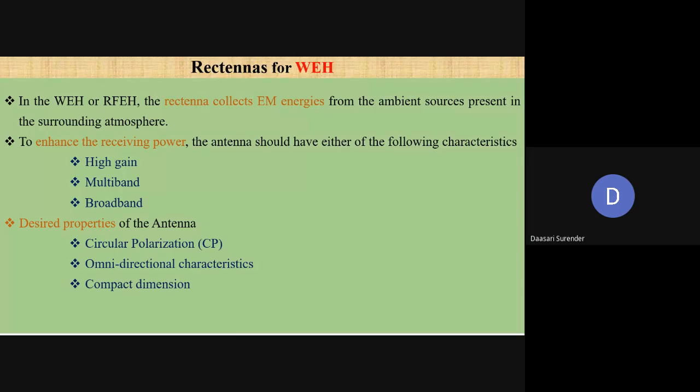So here the desired properties of the antenna are, the antenna must have circular polarization characteristics to overcome the misalignment issues between transmitter and receiver, and omnidirectional characteristics to receive the ambient energy from any direction. This is one of the important characteristic parameters for a rectenna for wireless energy harvesting applications. And for compact dimension, as the gain of the antenna is increased, the applications of the rectenna become limited. So when the dimension of the system is reduced, it can be explored in many fields.